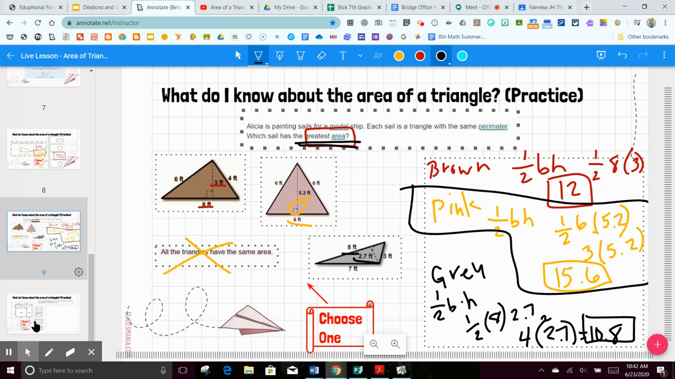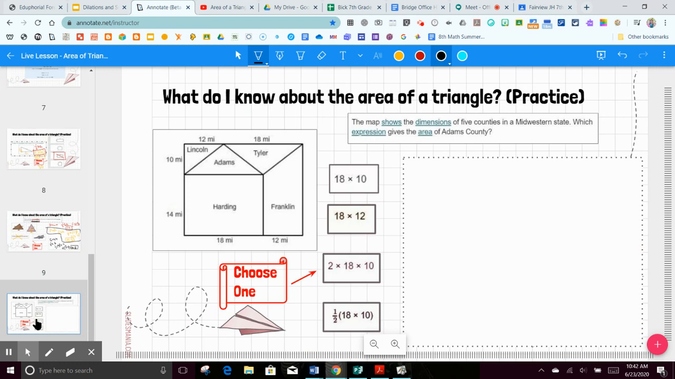Okay. Our final example for this unit is this image over here, which shows 5 counties in a Midwestern state. Which expression gives the area of Adams County? So I'm going to take a moment to highlight Adams County so I know what I'm looking for. If you'll notice, Adams County does not have any measurements on the actual triangle.